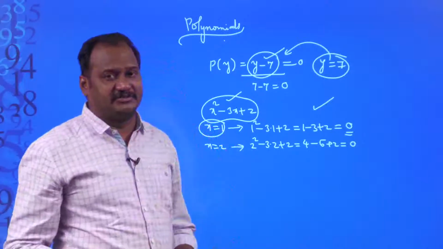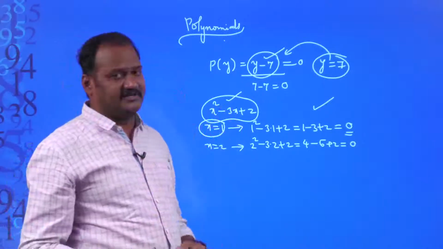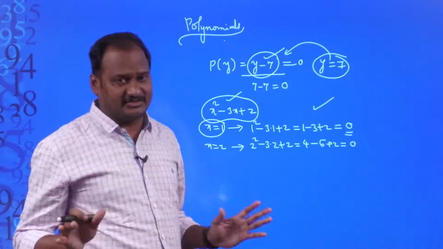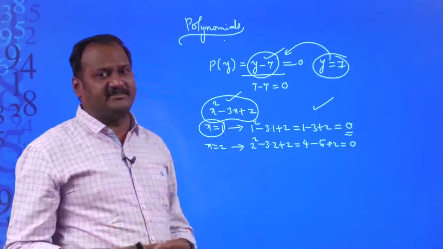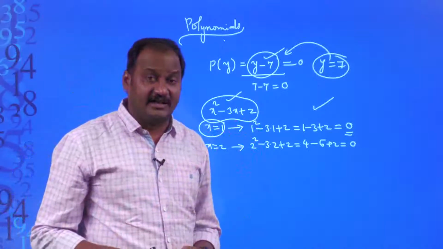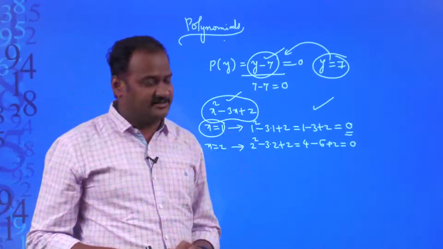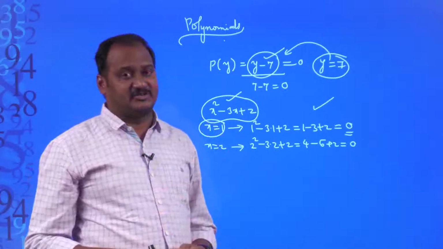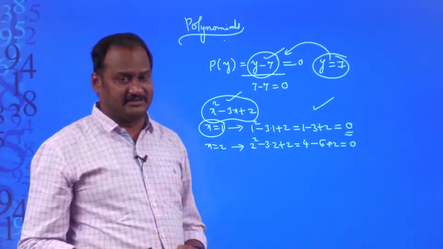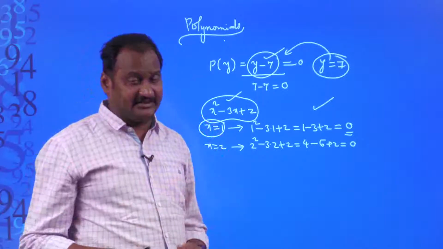I am pretty much sure that this polynomial has no other zeros. It has only the zeros 1 and 2. How would I know that 1 and 2 are the zeros of the polynomial? Am I really following trial and hit method? Not exactly. I know that x square minus 3x plus 2 can be factorized further by a factorization method called splitting the middle term method, right?